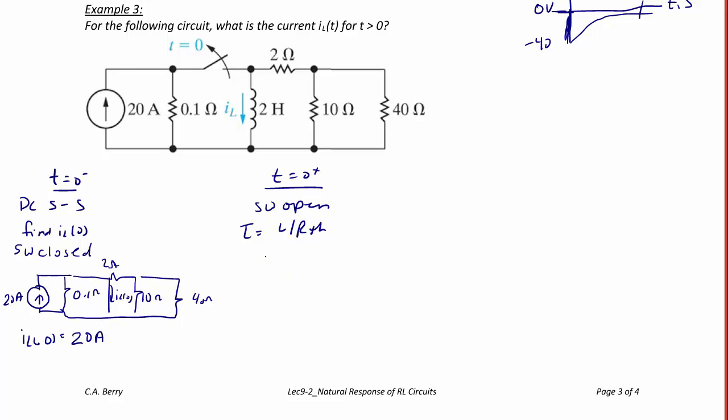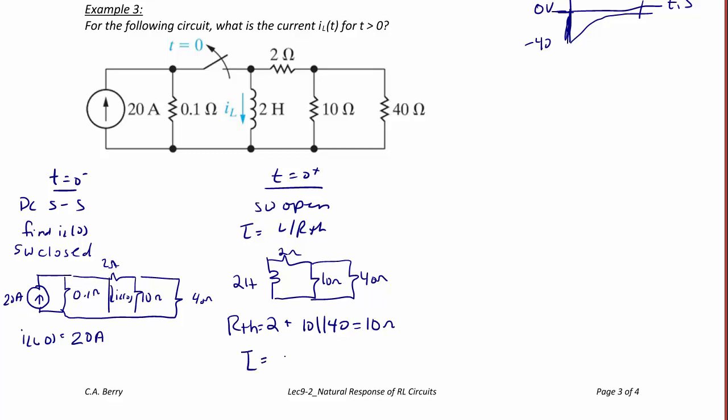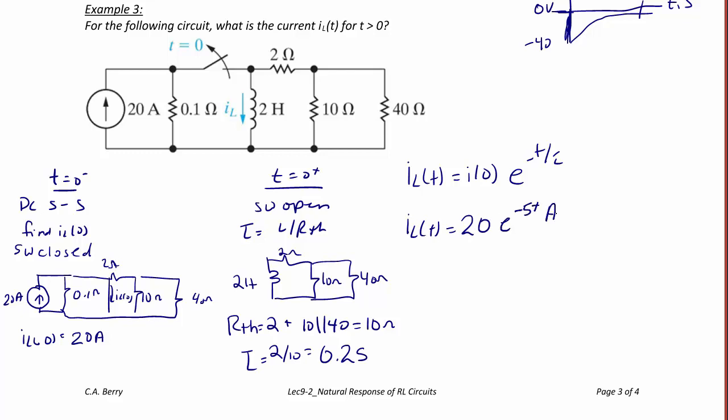When you open the circuit up, we now have a 2 Henry inductor in series with a 2 ohm resistor, and that is in series with the 10 ohm resistor and the 40 ohm resistor in parallel. So the resistance that the inductor sees is R Thevenin equal to 2 plus 10 in parallel with 40. So R Thevenin is equal to 10 ohms, and tau is equal to 2 divided by 10, or 0.2 seconds. So IL of t is equal to I of 0 e to the negative t over tau, which is 20 e to the negative 5t amps for t greater than or equal to 0.